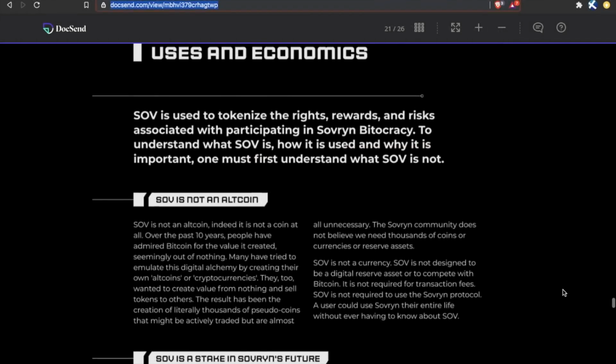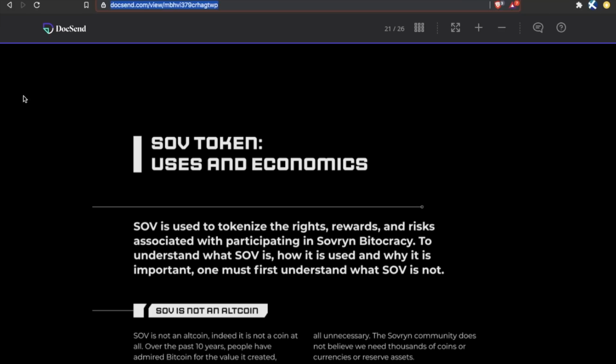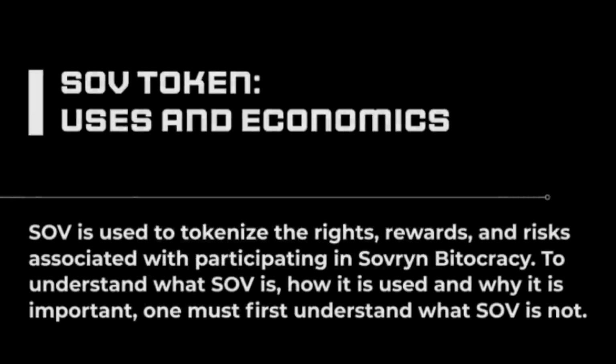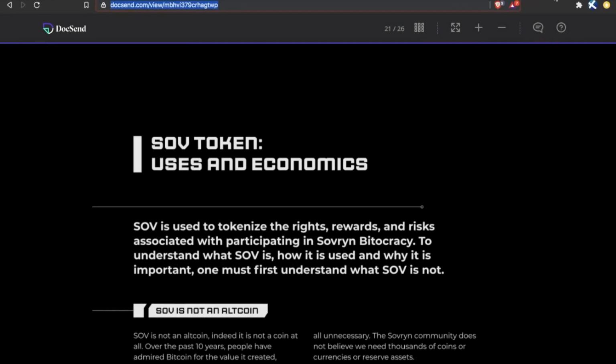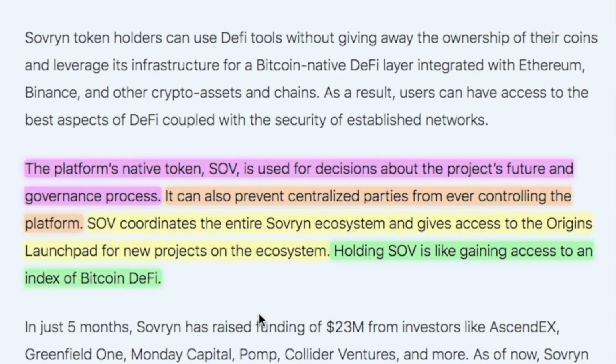And next up, I do want to do a walkthrough of the dApp. We'll save that to the end. But next up, let's talk about the token. SOV Token, uses and economics. SOV is used to tokenize the rights, rewards, and risks associated with participating in Sovryn. So basically a governance token. Another way to say this is the platform's native token, SOV, is used for decisions about the project's future and governance process. It can also prevent centralized parties from ever controlling the platform, as SOV, the token, coordinates the entire Sovryn ecosystem for those who hold, for those who stake, or those that make the decisions.